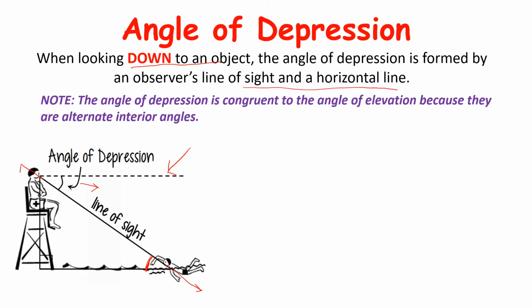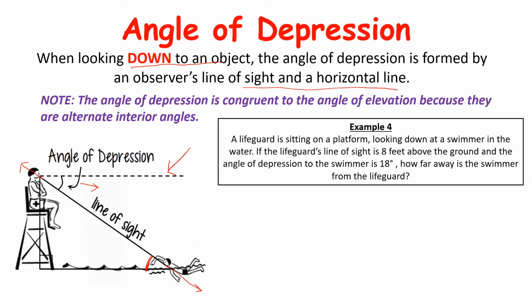All right, so let's try an example here. It says a lifeguard is sitting on a platform looking down at a swimmer in the water. If the lifeguard's line of sight is 8 feet above the ground and the angle of depression to the swimmer is 18 feet, how far away is the swimmer from the lifeguard? So he's 8 feet above the ground, and so we could say that the length right here would be 8.